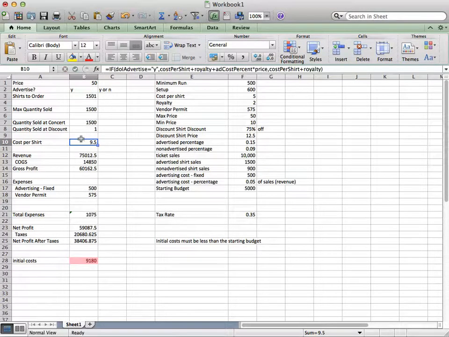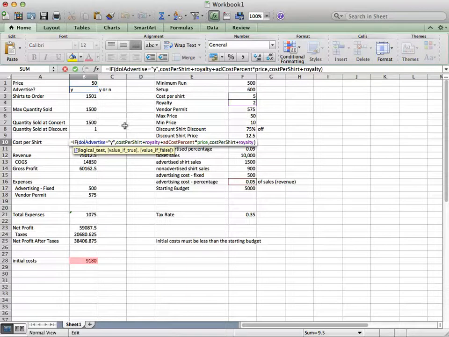Now the cost per shirt is also something that I can just bake that equation into something else, but I broke it out separately. And so the cost per shirt, if I advertise, part of my cost is a percentage of the price goes to the venue for allowing us to advertise on the tickets. So it's the cost per shirt plus the royalty plus the ad cost percentage times the price.